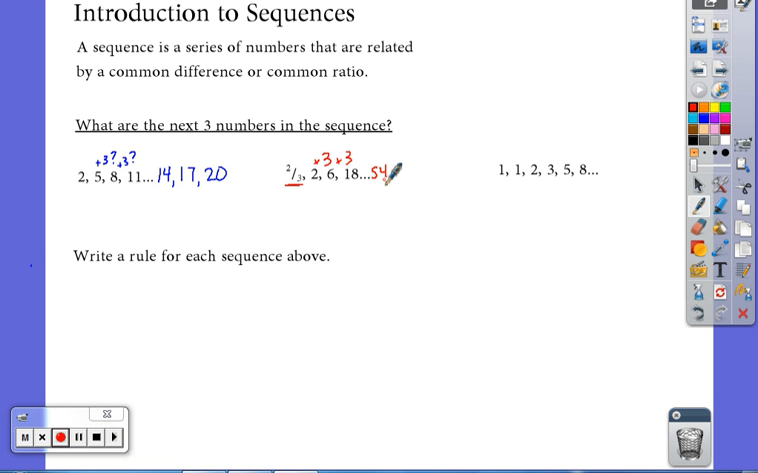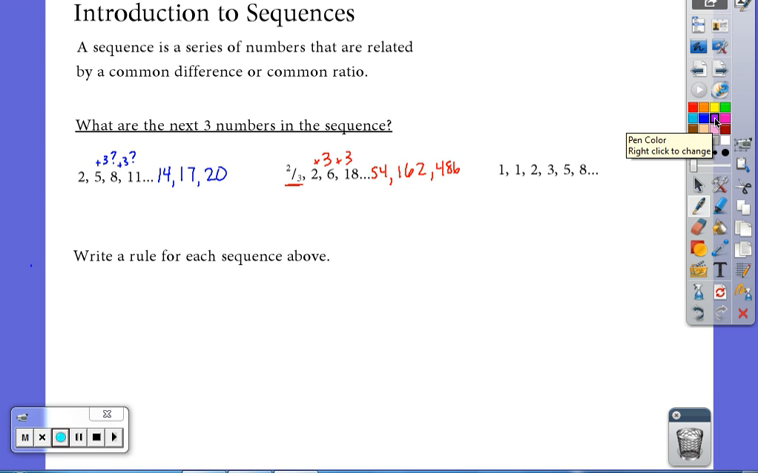Okay, 54 times 3 is 162. And finally, 162 times 3 is 486. Now, obviously, you could use a calculator to get each of those if multiplying them in your head is not going to happen. And that leads us to our last example here.